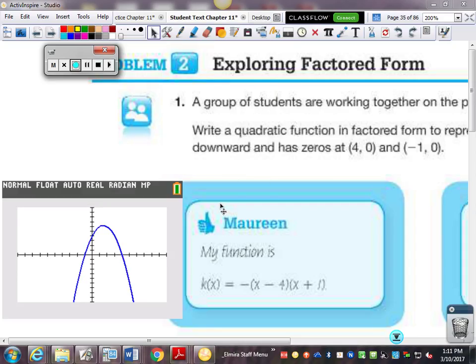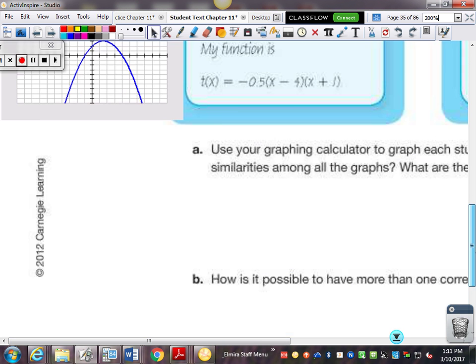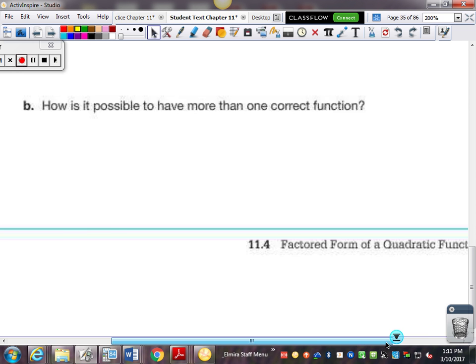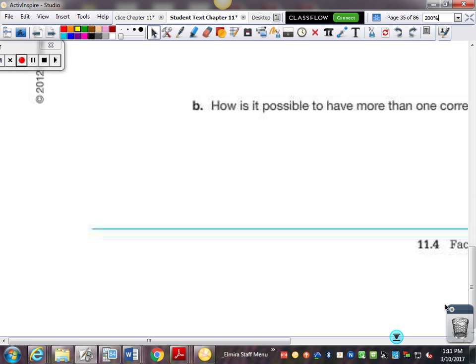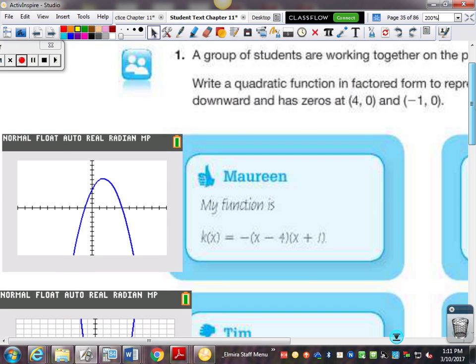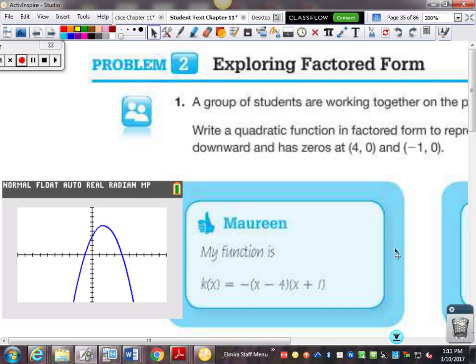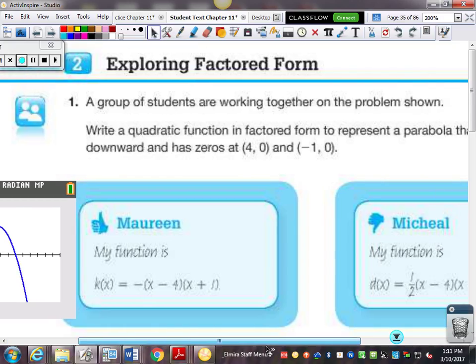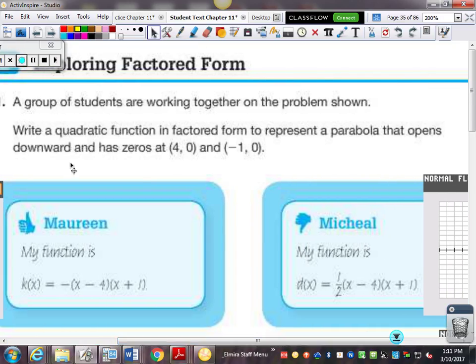Hi guys, today we are exploring factored form of a quadratic. So in our textbook we're looking at problem 2, page 649, and we have a series of pretend students who are supposed to be writing a function that opens down and has zeros at (4, 0) and (-1, 0).